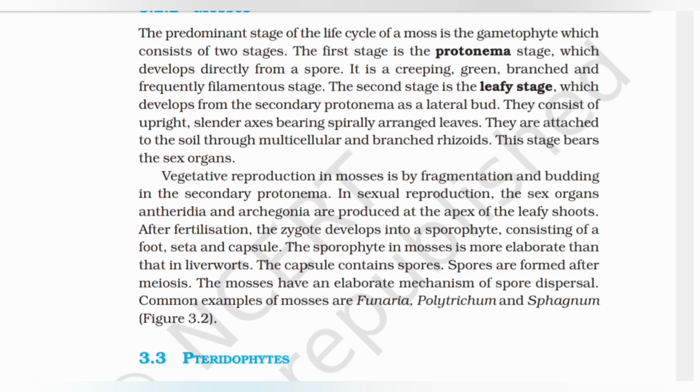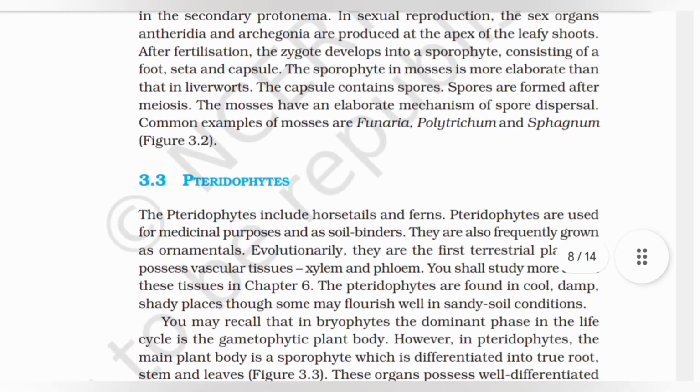Vegetative reproduction in mosses is by fragmentation and budding in the secondary protonema. In sexual reproduction, the sex organs, antheridia and archegonia, are produced at the apex of leafy shoots. After fertilization, the zygote develops into a sporophyte consisting of a foot, seta and capsule. The sporophyte in mosses is more elaborate than that in liverworts. The capsule contains spores. Spores are formed after meiosis. The mosses have an elaborate mechanism of spore dispersal. Common examples of mosses are Funaria, Polytrichum and Sphagnum. Figure 3.2.